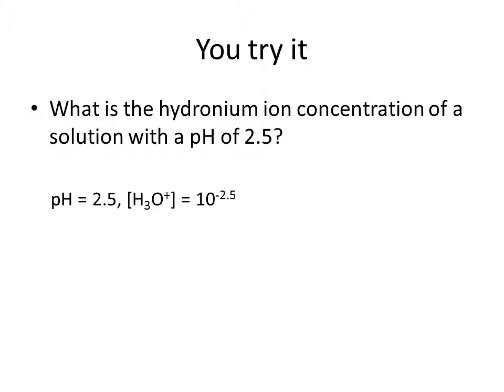So what is the hydronium ion concentration when you have a pH of 2.5? To figure out your proton concentration, you just take 10 to the negative pH. So you enter in 10 to the minus 2.5 on your calculator, and you come up with that your proton concentration is 0.00316.